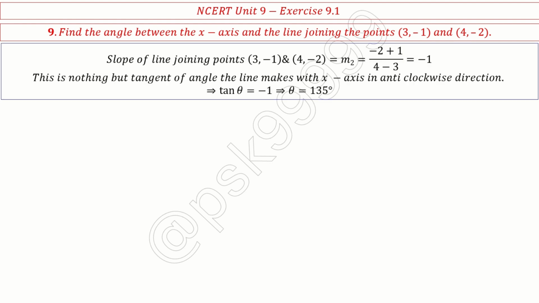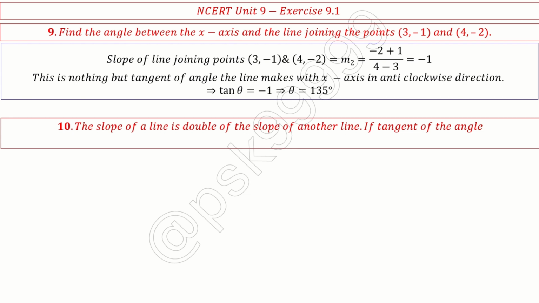So the slope of the line, m2, is minus 1. Now, what is the meaning of this slope? This is nothing but the tangent of the angle the line makes with the x-axis in the anticlockwise direction. That is what we are looking at. We need that theta. So tan theta equals minus 1, so theta is 135 degrees.